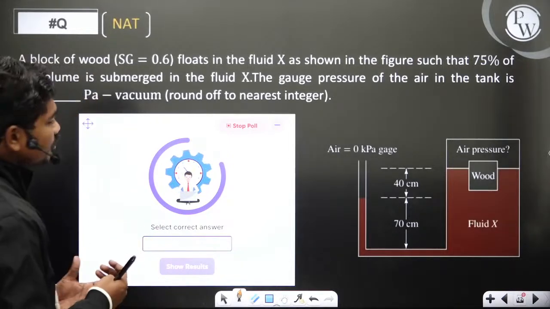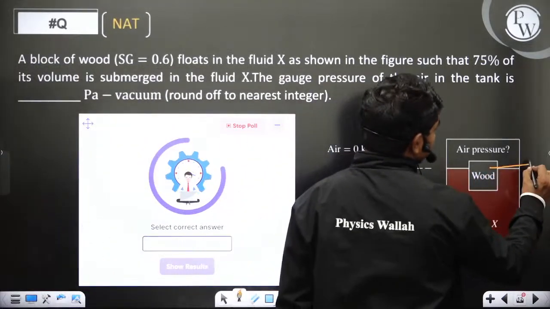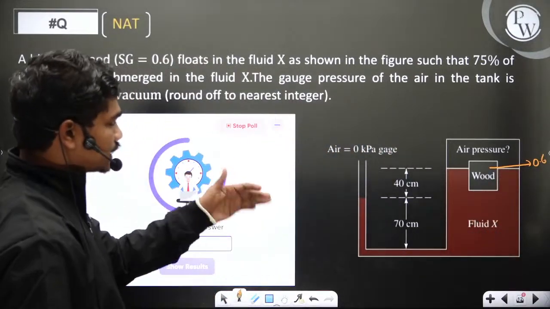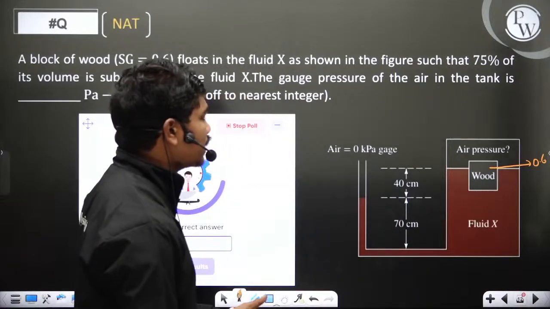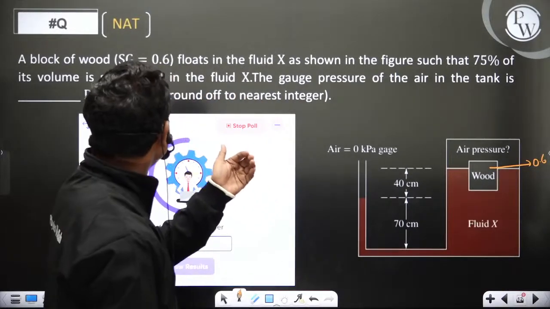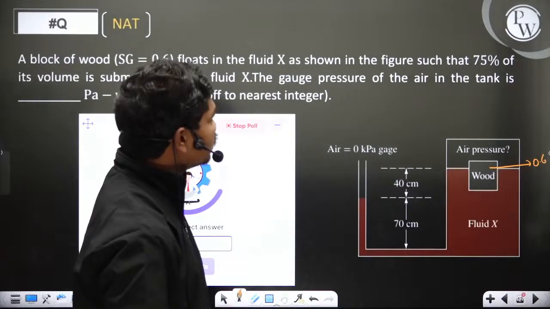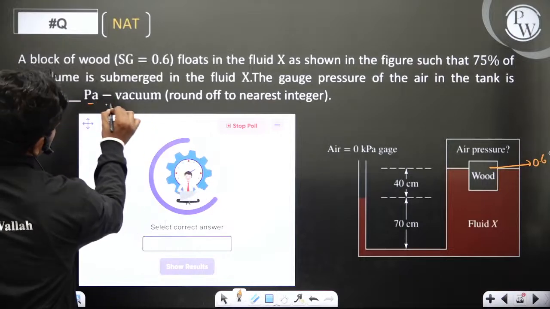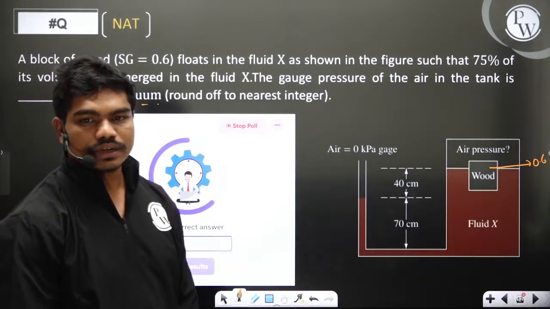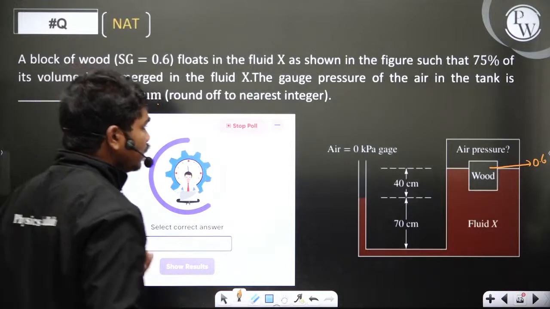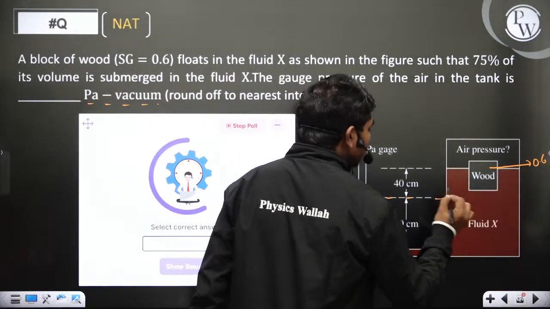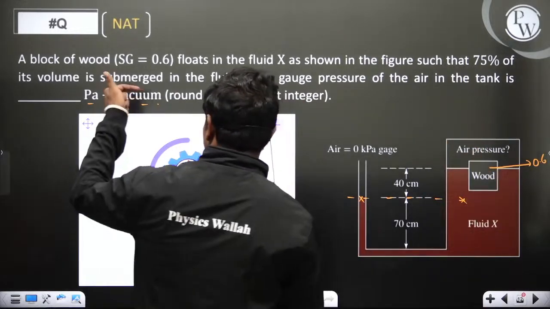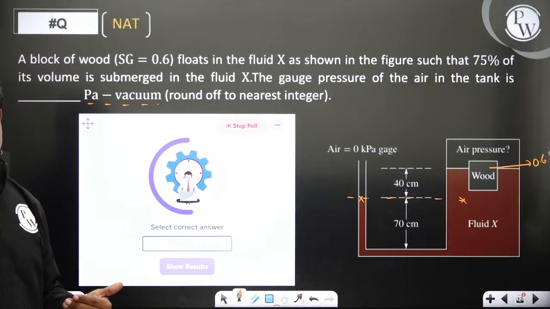A block of wood of specific gravity 0.6 floats in the fluid X as shown in the figure, such that 75% of the volume is submerged in the fluid X. The gauge pressure of the air in the tank is dash pascals vacuum. They are asking in terms of vacuum pressure, not absolute. Obviously, if these two pressures are balancing, if this is atmosphere and this is atmosphere, this pressure has to be less than atmosphere. So they are asking you vacuum pressure. Please solve this question and tell me the answer.